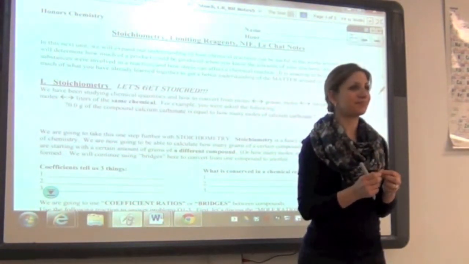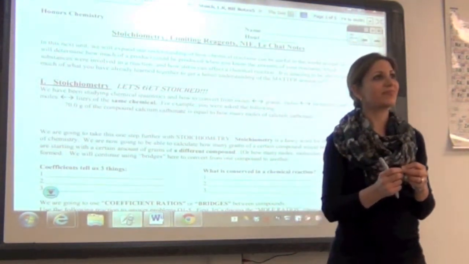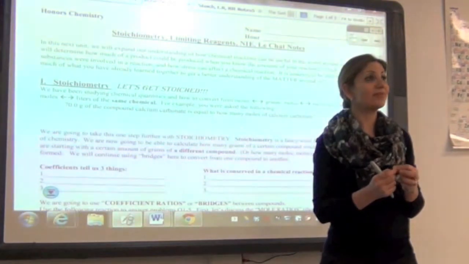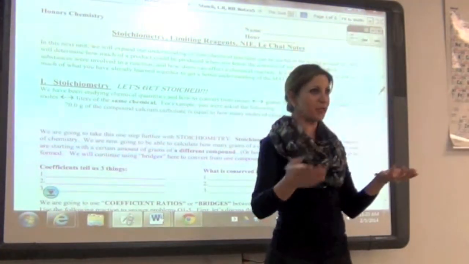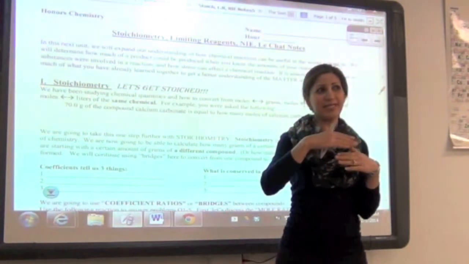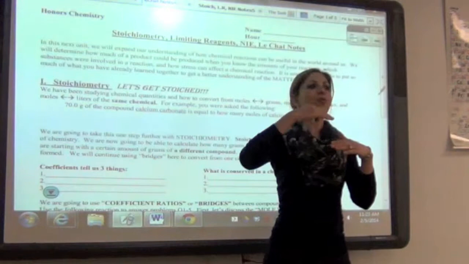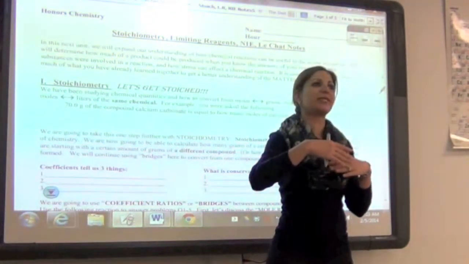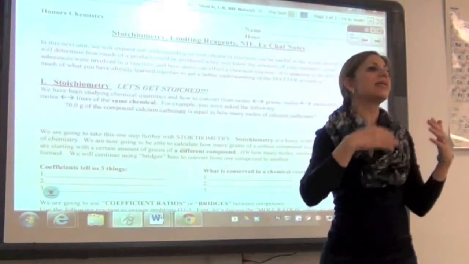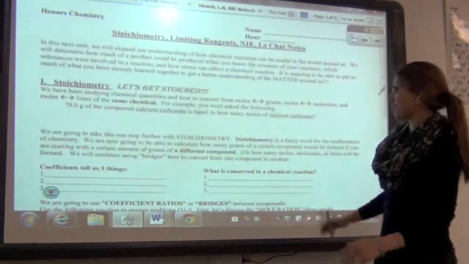Could you use any element? That's a great question. There is what is called an activity series that you would have seen in the study guide that you did. It's one of your vocab words, and that basically tells you whether or not it's going to switch. It depends on where it is in the activity series. They don't always switch places. It has to be more active than the other metal.